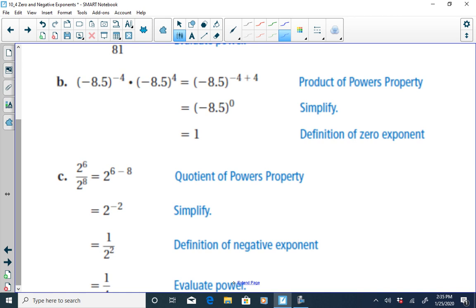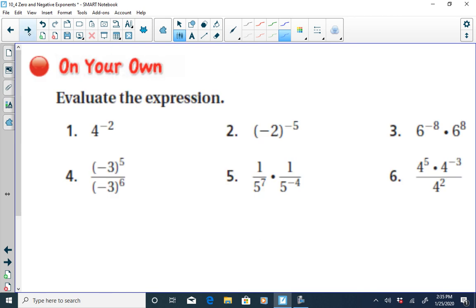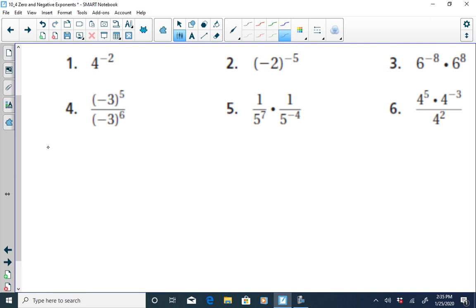Right, this last one here, let's scroll down a bit. Right, this last one, where we have 2 to the 6 over 2 to the 8, that's the same as 2 to the 6 minus 8, which is the same as 2 to the negative 2. We write that as its reciprocal, 1 over 2 squared, and 1 over 2 squared is the same as 1 over 4.